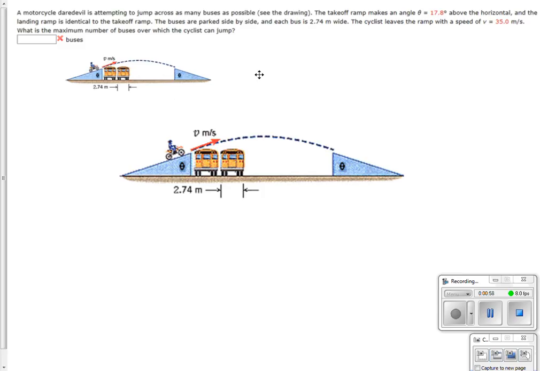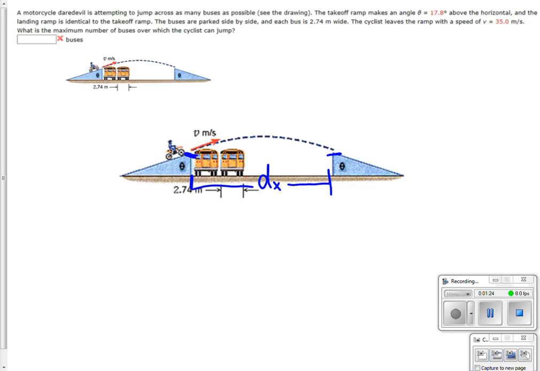We also are told that the daredevil is leaving and landing at the same point, which is kind of important, but it also makes the problem a little easier, since we don't have to worry about landing and launching from different points. So we're basically looking for what we call the range of this daredevil, and we call that the dx, and then we can use that dx to relate it back to the number of buses at the end.